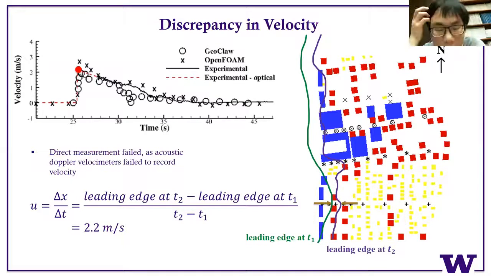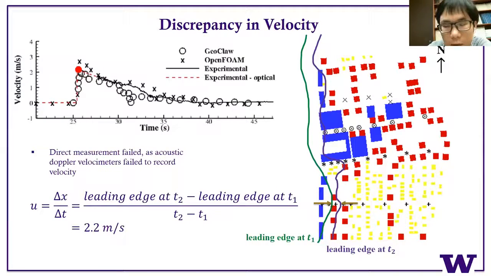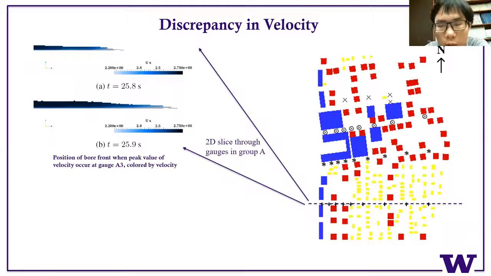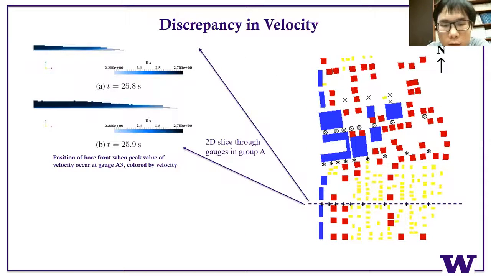So that's how they get the peak value of velocity here, and I use a red dot to represent the 2.2 meters per second in the figure. However, in the CFD model, the 3D model, the peak value you see here from OpenFOAM is not from this approach. It's actually just from direct measurement, which we are able to do in numerical simulation.